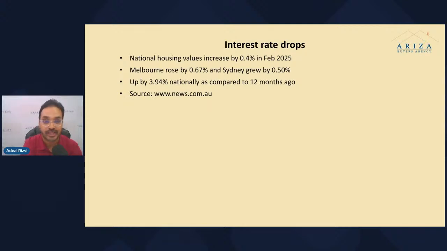But another good thing is that the home values in the month of February actually immediately responded to this rate cut. This was reported by news.com as well, that in February, the house values increased by 0.4%, which seems to be a very small number. But the more important thing over here is that leading this gain has been Melbourne. Melbourne in the month of February went up by 0.67%, followed by Sydney, which went up by 0.5%. That is a very good recovery sign for Melbourne.